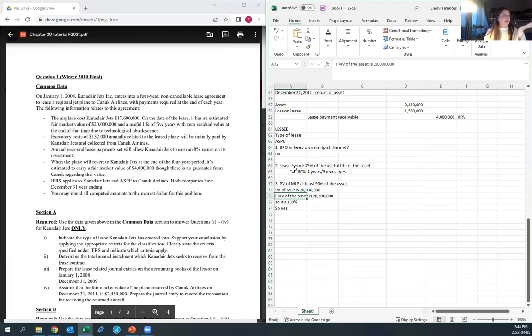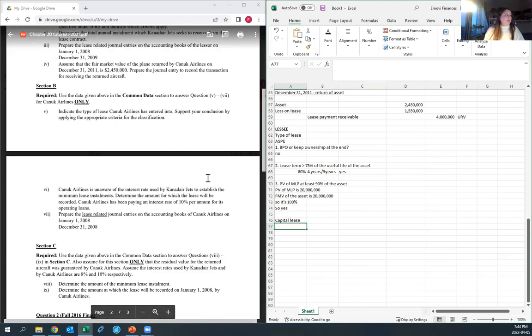So we found out that the two criteria for the lessee under ASPE were fulfilled. So it's a capital lease. It's as if they bought the asset. So they're going to record an asset in their books, and they're also going to record a lease obligation in their books.